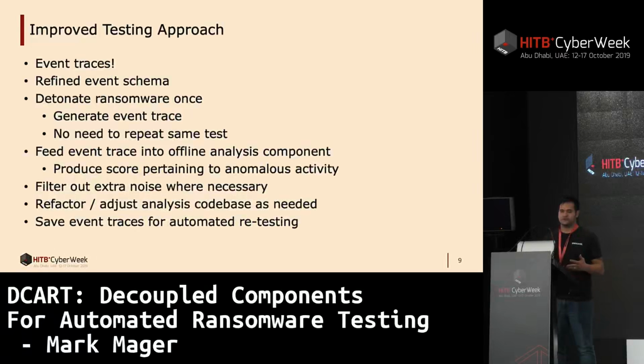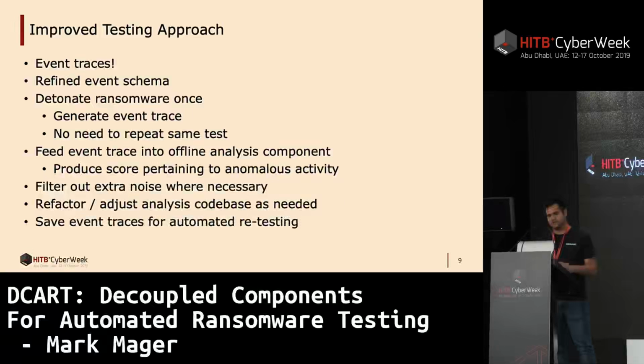So with an improved testing approach, one of the basic things that we wanted to base this around is event traces. An event trace in this context will essentially just encapsulate what happens in a file change event, meaning what type of event took place. Was it a file rename? Was it a write? Was a new file created? Was a file moved? Anything along those lines. The actual path involved of the file, as well as content pertaining to the file.